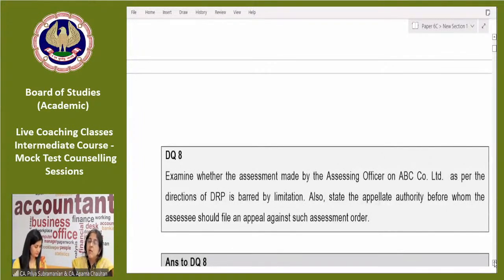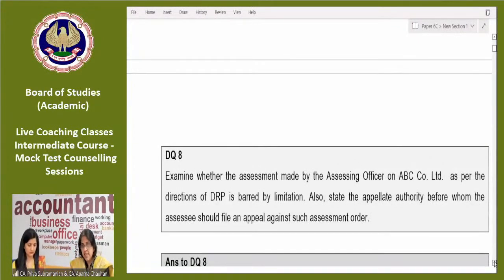Okay. Now, can it be the Commissioner of Appeals? No, it cannot be, because the DRP is itself a collegium of 3 principal commissioners, or commissioners, constituted by the CBDT. So, since the DRP itself is a collegium of commissioners, you cannot file the appeal against that order before the Commissioner of Appeals. You have to file it before the ITAT against the final assessment order.